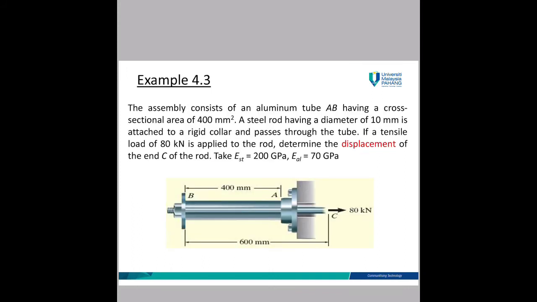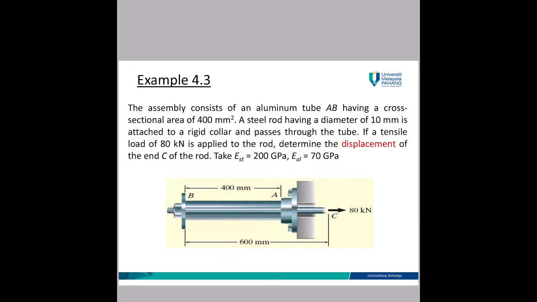Let's take a look at this example. Example 4.3. The assembly consists of an aluminium tube AB having a cross-section area of 400 mm square. A steel rod having a diameter of 10 mm is attached to a rigid collar and passes through the tube. If a tensile load of 80 kN is applied to the rod, determine the displacement of the end C of the rod. Take the modulus of elasticity for steel as 200 GPa and for aluminium as 20 GPa.